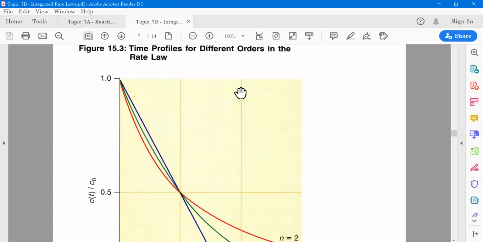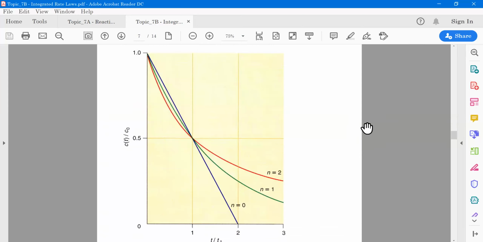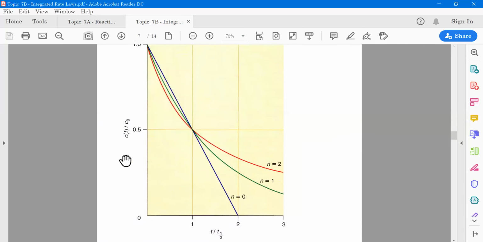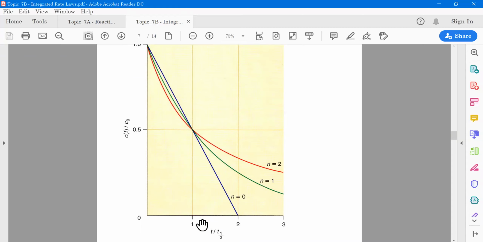So here's a little comparison that shows arbitrary plots for first, second, and 0 order reactions. And what is plotted is the concentration of the reactant divided by the initial concentration, which is a constant. So you can just view this as the concentration itself, starting at whatever the initial concentration was as 1. And of course, as time goes on, the concentration of whatever the reactant is will decrease.